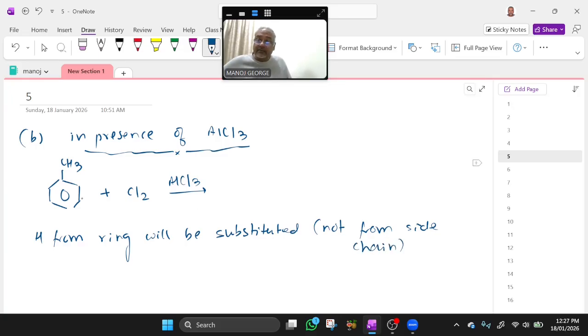So what that means now, the question is, which H should I remove? Keep in mind that this is position 1, this is 2, 3, 4, 5 and 6. Would you want to suggest which H will go? What product do you think I will get? You could write the name of the product, or you can at least tell me which carbon number you think chlorine will go. Type in the Zoom chat, please. Keep in mind that CH3 is a ring activator. Don't forget that.